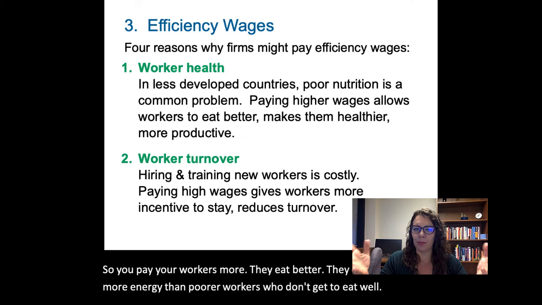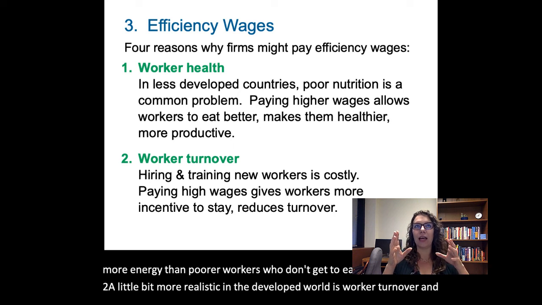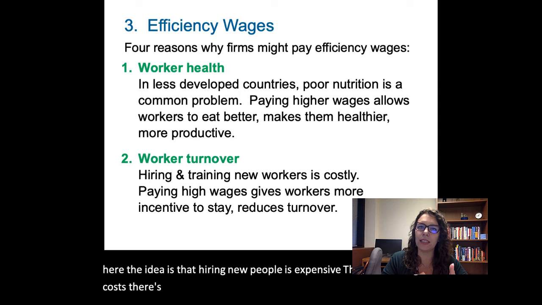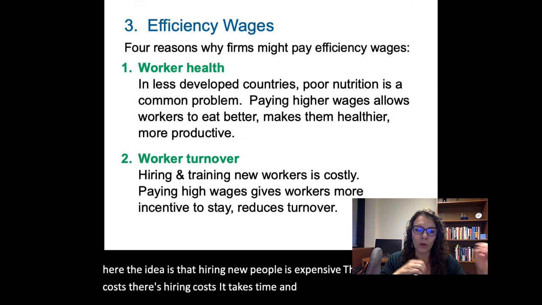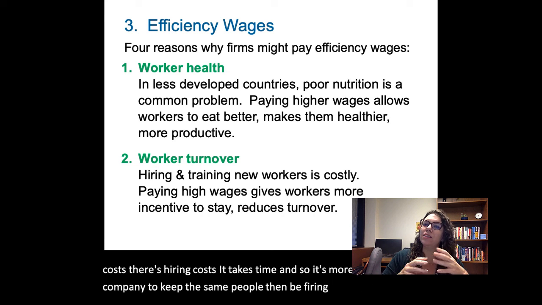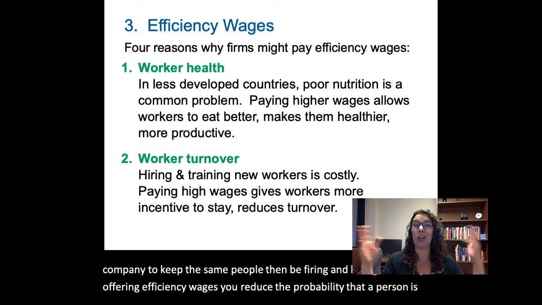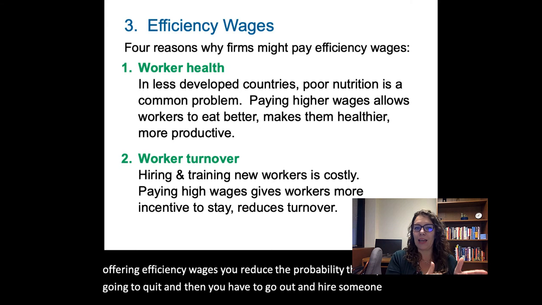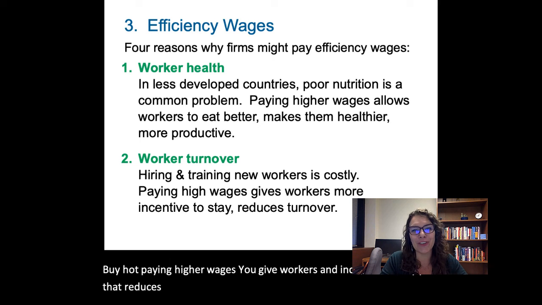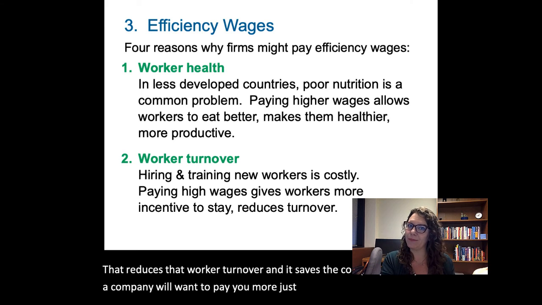Number two, a little bit more realistic in the developed world, is worker turnover. The idea is that hiring new people is expensive. There are training costs, there are hiring costs, it takes time. So it's more productive for a company to keep the same people than to be firing and hiring. By offering efficiency wages, you reduce the probability that a person is going to quit and you have to go out and hire someone new. By paying higher wages, you give workers an incentive to stay put. That reduces worker turnover and saves the company money. So a company will want to pay you more just to keep you from leaving.